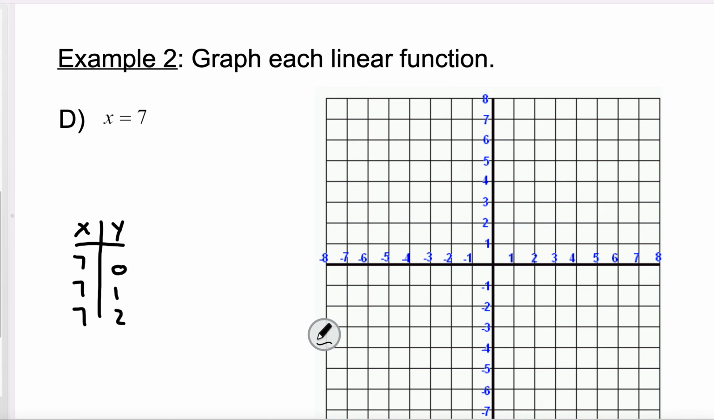So let's plot those ordered pairs out. 7, 0, 7, 1, and 7, 2. And then I can just connect those. So this one here is not a linear function. It makes a line here, but it's not considered a function. But it's still linear. It's a linear equation here, and we just graphed it out. So I should just say graph. There. We'll just call that a line.